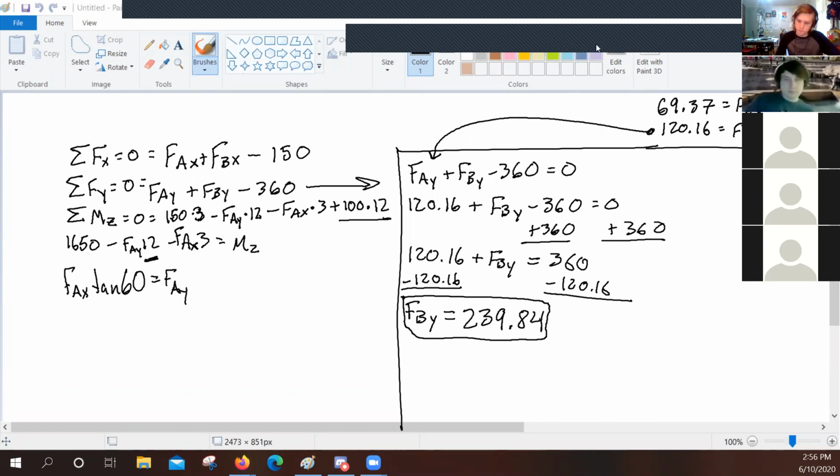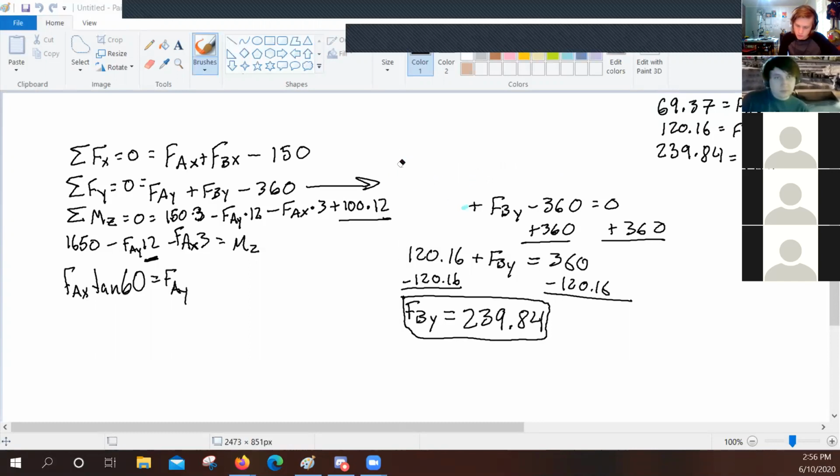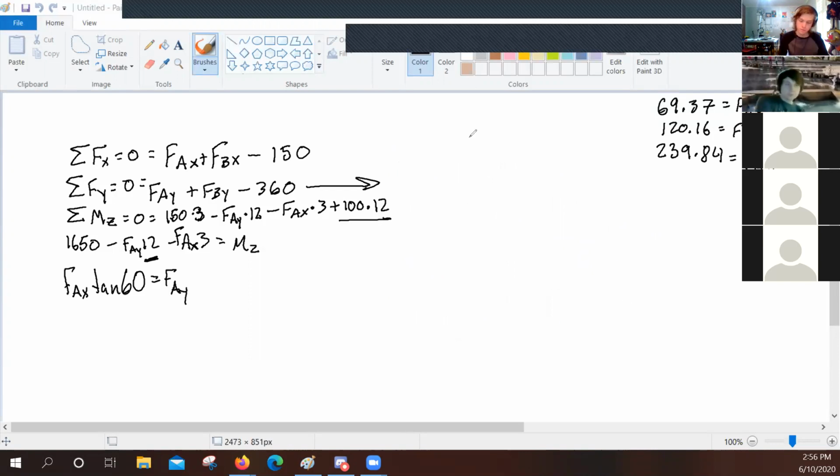So I'm going to erase some stuff, and then we'll write 239.84 equals FB of y. Yeah, that's right. I'm going to erase all this. So we have another variable, which is very, very good. And we have one more variable to find. So how do we find it? Subtract FA of x from 150.